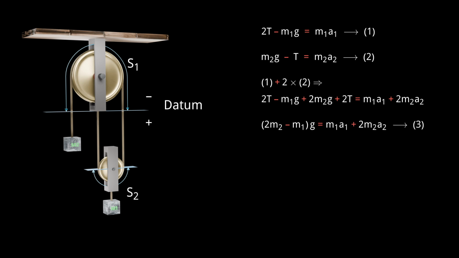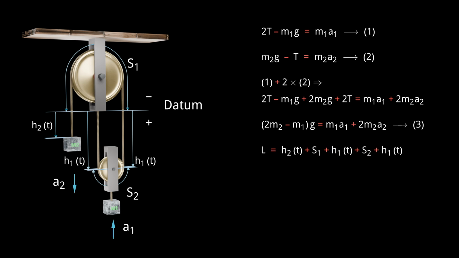Nevertheless, we will treat them separately and denote their distances from the chosen datum as h sub 1 and h sub 2, respectively. It's important to note that these coordinates change with time, unlike s sub 1 and s sub 2. For clarity, the distances measured from the datum to mass m2 and the movable pulley are taken in the positive direction. With that said, we can now write an expression for the total length of the rope, L, in terms of the subcomponents of S and H.